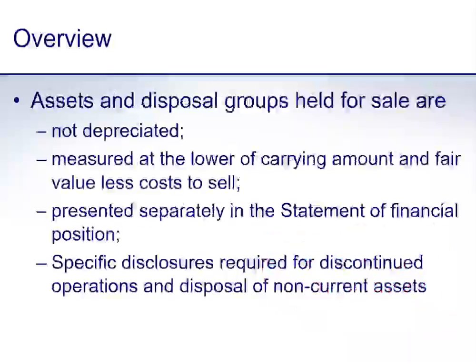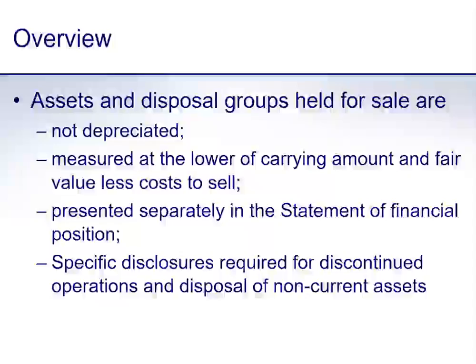Now, just as a bit of an overview of what the standard entails, and a little bit of the rationale behind what drives the standard. Any assets and disposal groups that are held for sale, once you've decided that you're going to classify them as non-current assets held for sale, will not be depreciated. We'll deal with this a little later on. They're measured at the lower of their carrying amount and fair value, less any cost to sell. They'll also be presented separately in the financial statements.